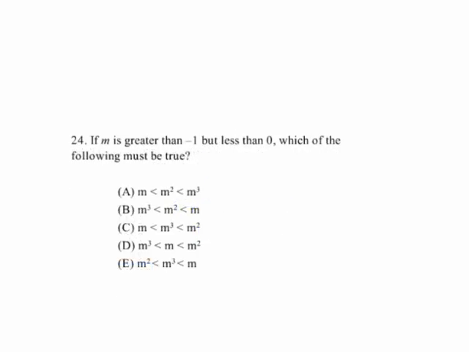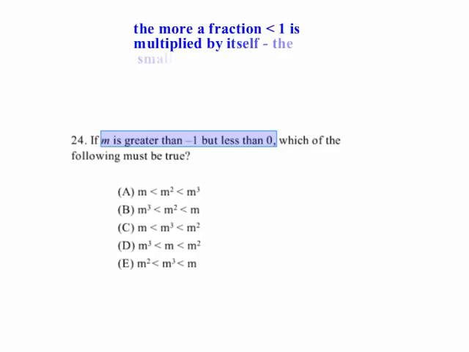In this question, we're given that m is greater than -1 but less than 0, and which of the following must be true? Well, remember that when you have a fraction less than 1, as you multiply it by itself, it actually gets smaller. For instance, 1/2 squared is 1/4. 1/2 is greater than 1/4.